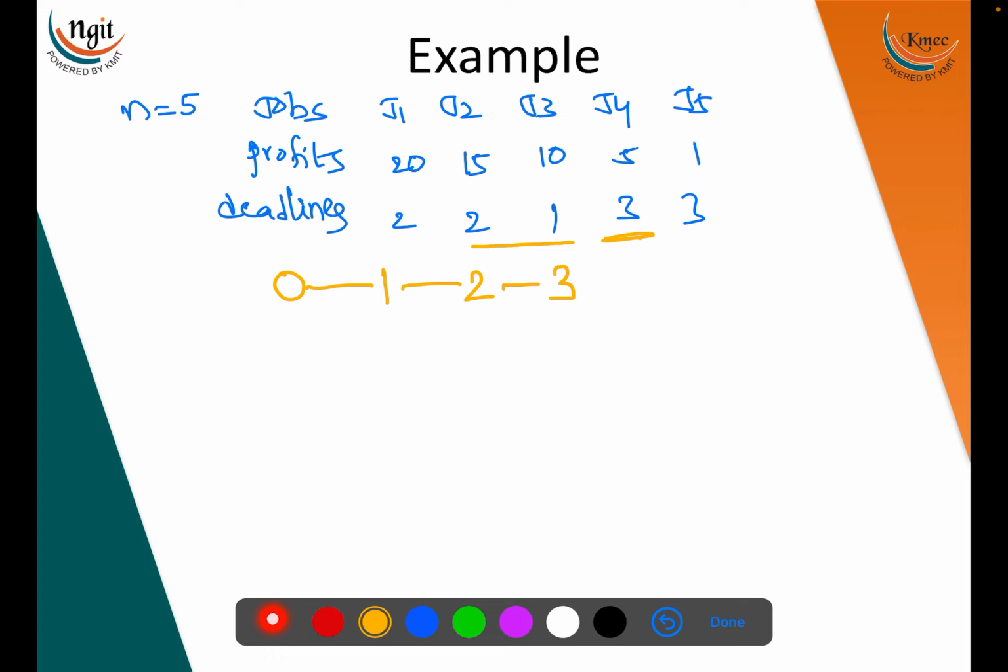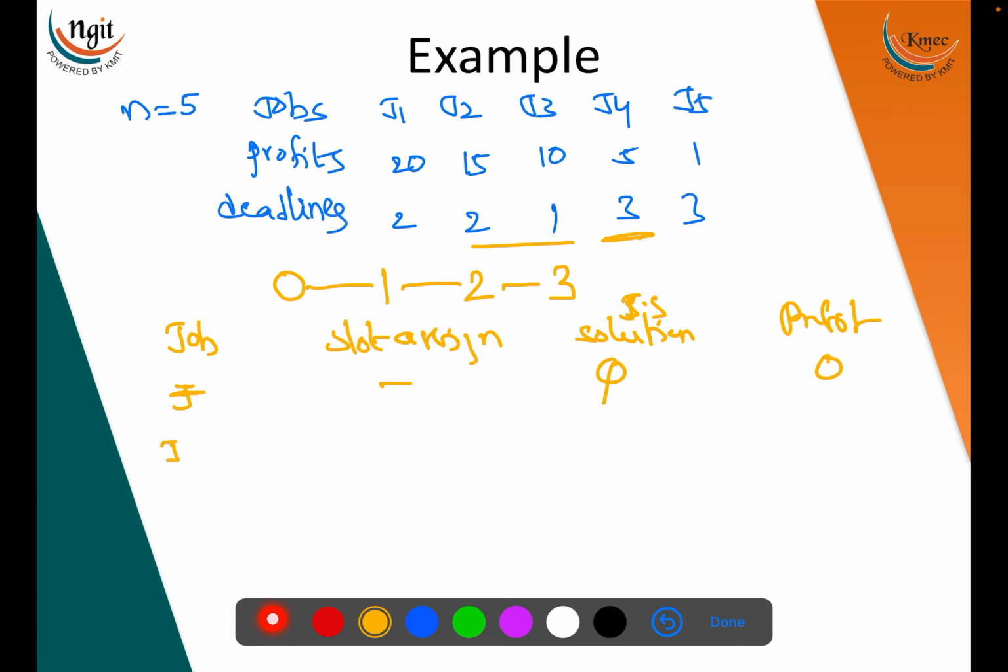So now I consider which job I am considering, the slot I am assigning to it, and the solution and the profit. The solution is nothing but the sequence, the job processing sequence. Initially all are null, right? The solution is phi, profit is 0.